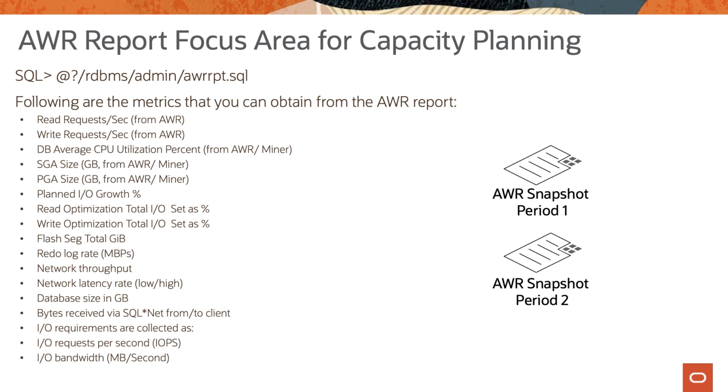bytes received via SQL*Net from the client. IO requirements can also be considered, like IOPS and IO bandwidth in MB per second. So all this data will be available within AWR reports, and you can fetch AWR reports for different periods, as I said, during peak hours or normal hours, or you can also do AWR comparisons. All of this helps you get the various metrics required for capacity planning.